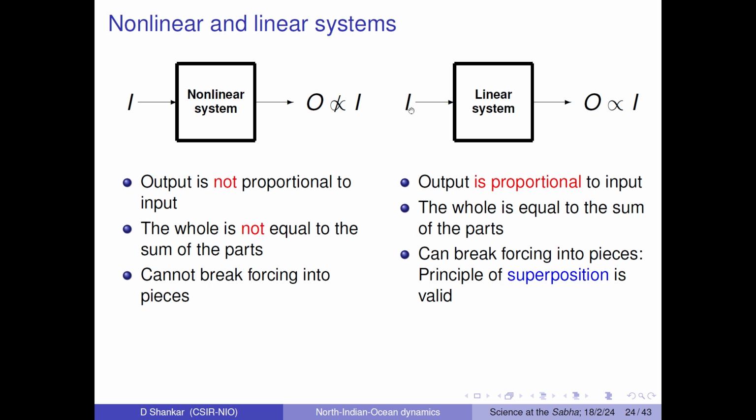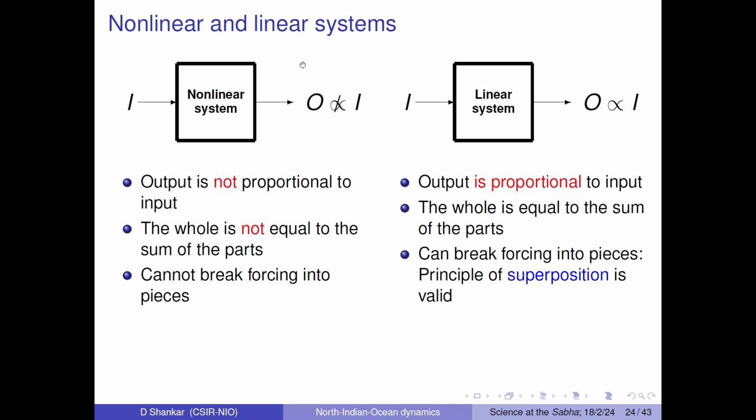In a linear system, if I have I1, I get O1. If I have I2, I get O2. And if I put I1 plus I2 as the input, I will get O1 plus O2. So output is proportional to input. The whole is the sum of the parts, and I can break the forcing into pieces. That is the game I played earlier.